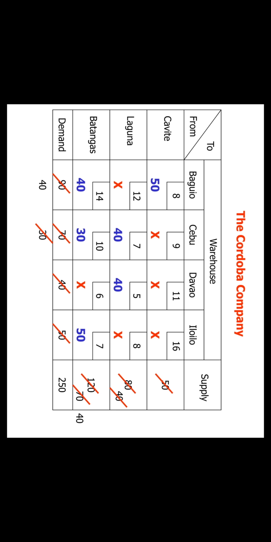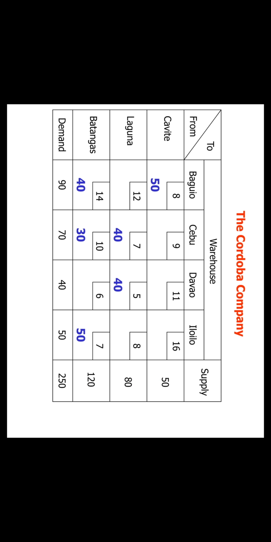So we now move on to the second step, which is to assign row and column indicators to each row and to each column. So for the row of Cavite, we would now assign it the indicator R sub 1. For the row of Laguna, you have R sub 2, and for the row of Batangas, it would be R sub 3. Moving now to each column. For the column of Baguio, we assign it the indicator K sub 1, followed by K sub 2 for the column of Cebu, and then you have K sub 3 and K sub 4 for the columns of Davao and Iloilo respectively.